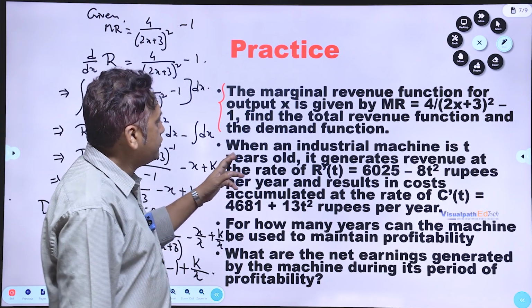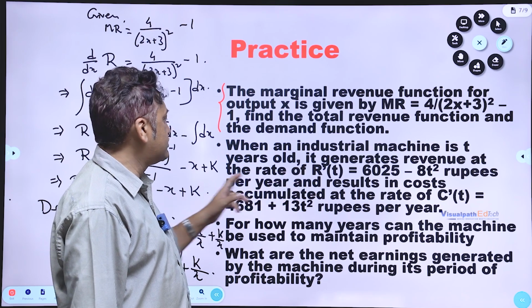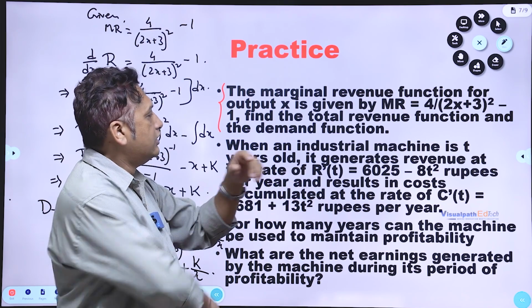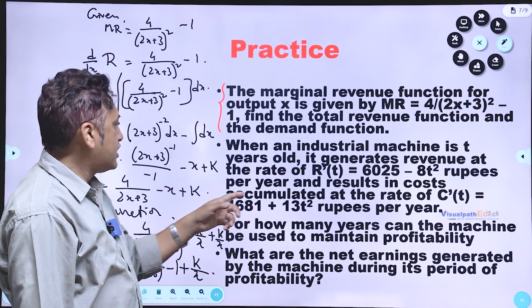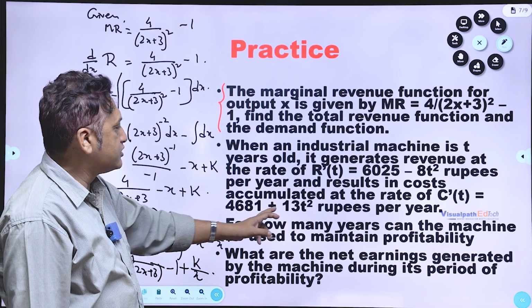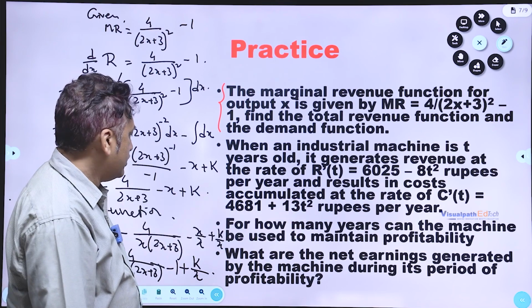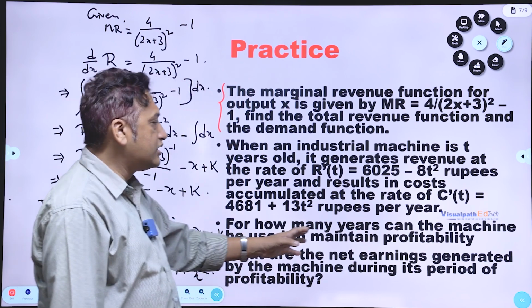The next sum, if you look, says: when an industrial machine is 3 years old, it generates revenue at the rate of 6025 minus 8t square rupees per year and results in cost accumulated at the rate of 4681 plus 13t square rupees per year. For how many years can the machine be used to maintain profitability?